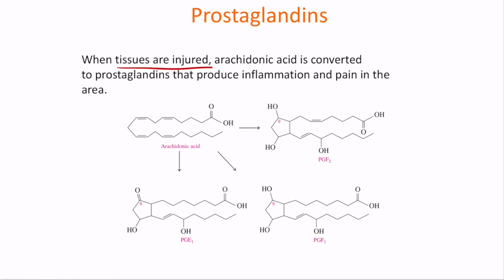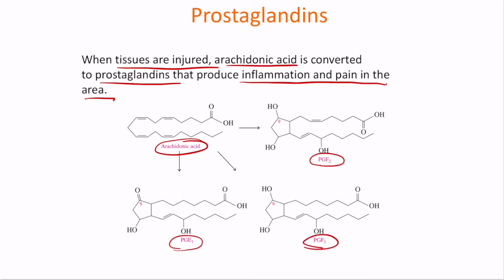Now, when tissues are injured, arachidonic acid is converted into prostaglandins that produce inflammation and pain in the area. So arachidonic acid creates PGF2 or PGE1 and PGF1 depending on the signal that is received.